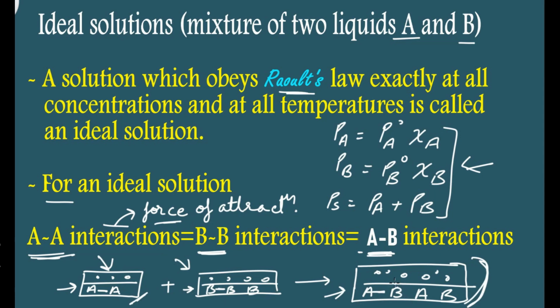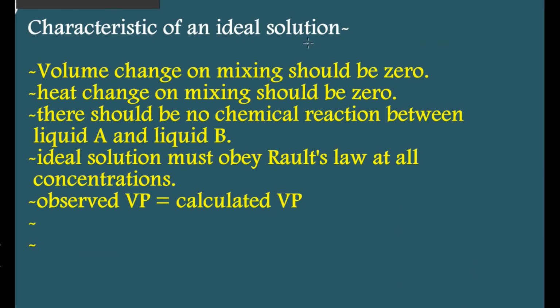So the overall interaction change is zero. The particles are not showing any kind of new interaction, which means the vapor pressure is also the same, the volume is also the same. There is no change in volume, there is no change in pressure, there is no change in enthalpy, right? So these terms will remain zero: change in volume, change in pressure, and change in enthalpy. That's what makes a solution an ideal solution, when all the interactions are the same. We will talk about individual characteristics.